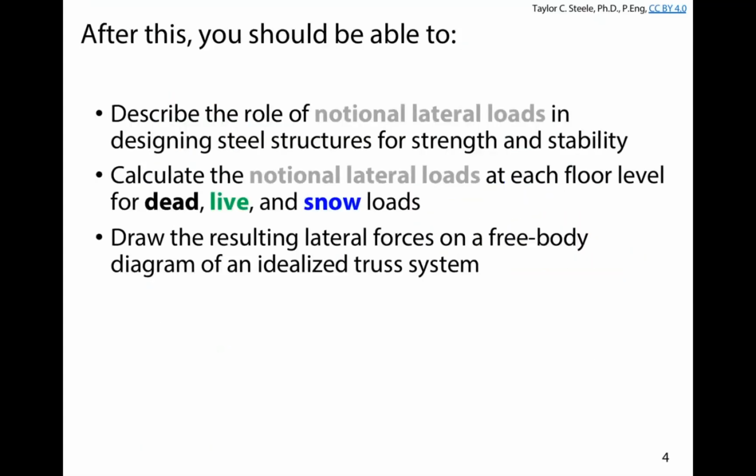And basically after today, you should be able to describe the role of notional lateral loads in designing steel structures for strength and stability. You should be able to calculate the notional lateral loads at each floor, and we're going to see that these are primarily or exclusively things that arise from the presence of gravity loads acting on our structure. It's weird. We just talked about snow loads, live loads, dead loads acting down, right, with gravity. And basically we're going to be saying, okay, well, there's also some notional lateral loads associated with those gravity loads that we need to consider in these calculations. And ultimately, you should be able to draw the resulting lateral forces from these notional lateral loads on a free body diagram of an idealized truss system, just as we've done for all of the previous situations.